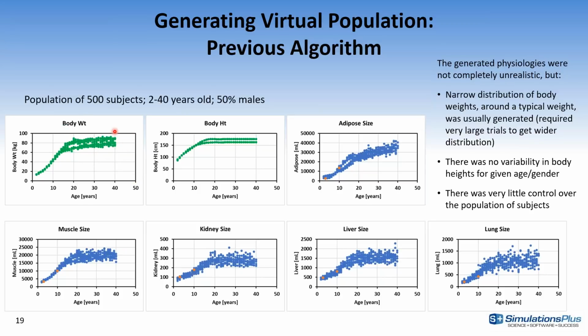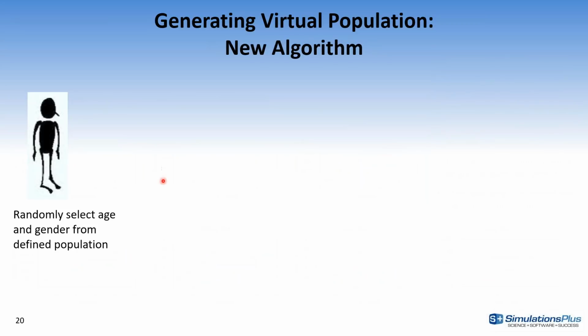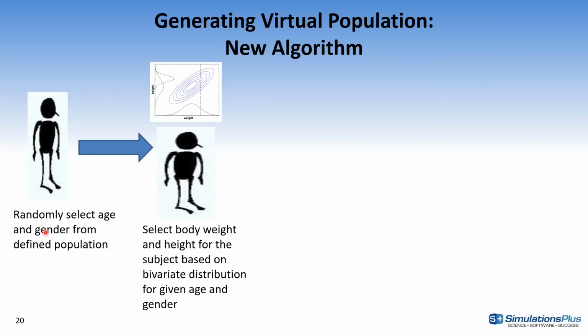The age range, that's what you got. You had no control over what body weights, what BMIs you would like to generate. So that is what we focused on when we were redoing the algorithms for the new version, where now the first step is again selecting the age and gender from the population that you define. But now the next step is going to be selecting a body weight and height for that subject from the bivariate distributions of body weights and heights.